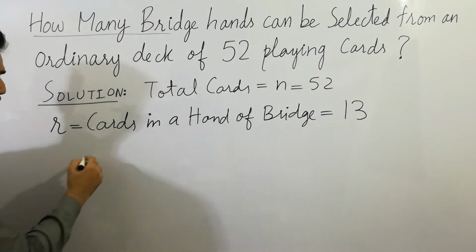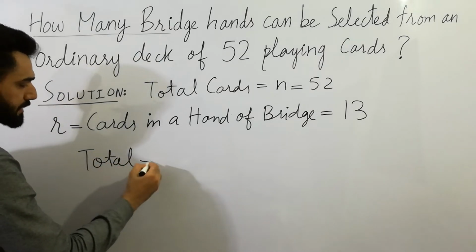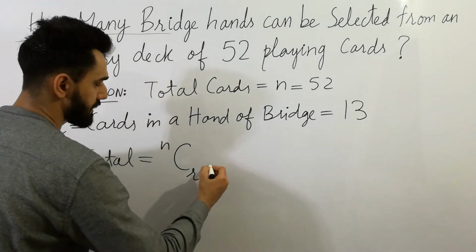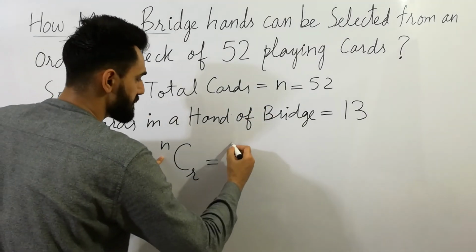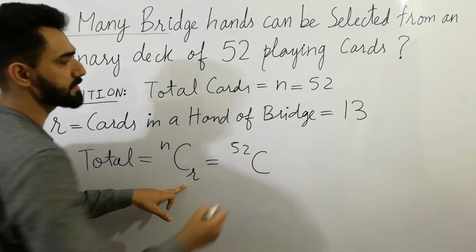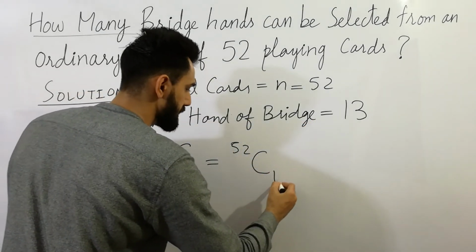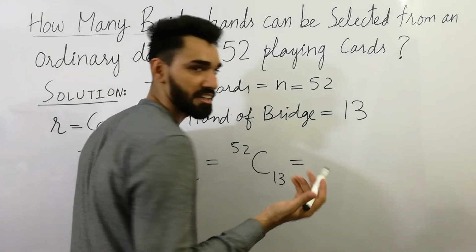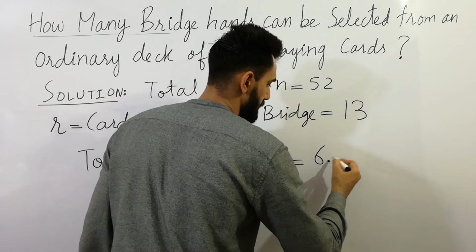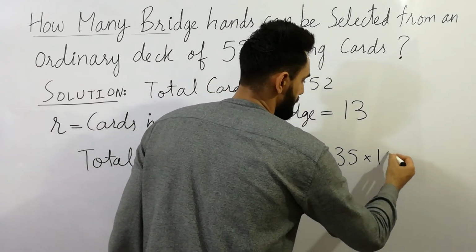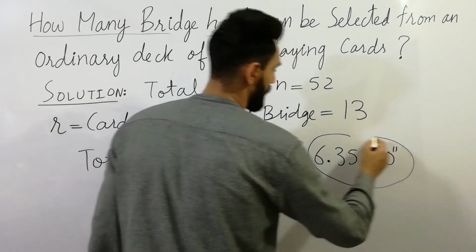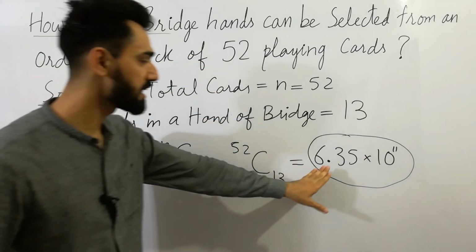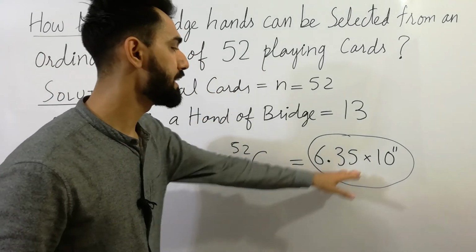So here you can easily calculate the total. Total will be nCr, which is a combination. Here n is 52, and r, the cards in a bridge hand, is 13, so 52C13. 52C13 is equal to, you can use the calculator, 6.35 multiplied by 10 raised to power 11. So these are how many bridge hands.